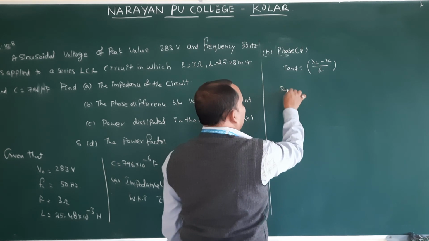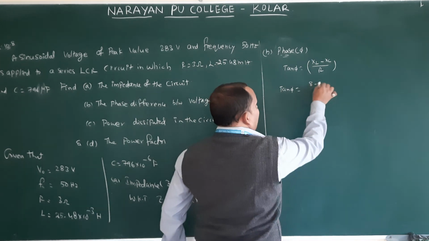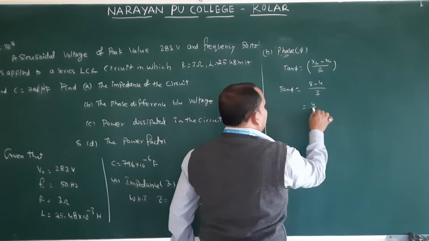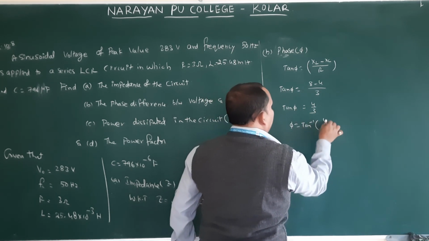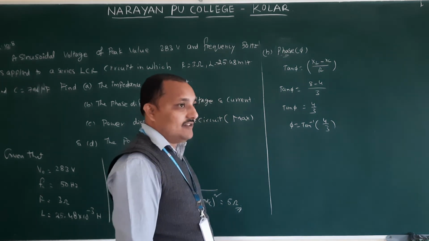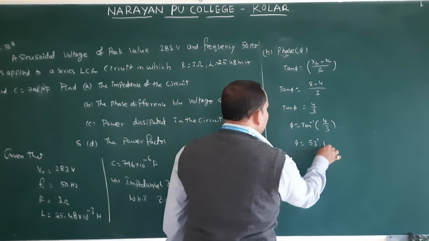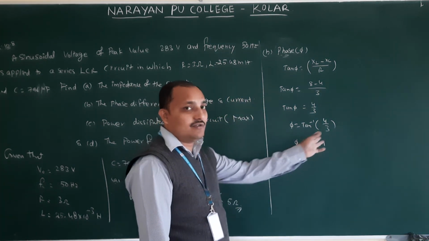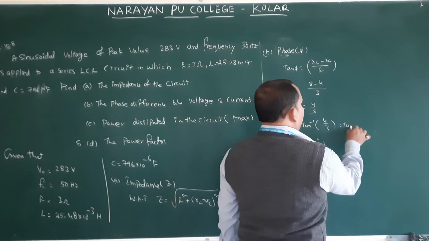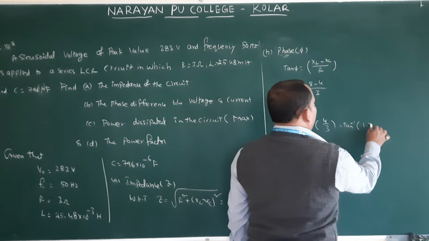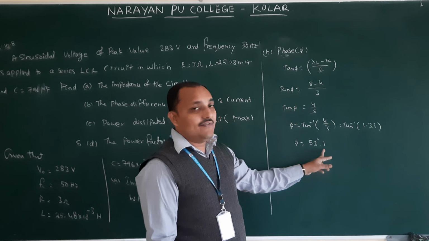Tan phi is equal to, XL value we got is 8. So 8 minus 4 by 3, that is nothing but 4 by 3. Then phi is equal to tan inverse 4 by 3. Tan inverse 4 by 3 means 1 point something. So phi value is almost 53 degrees. You get 53 degrees if you use the tangent of 4 by 3, that is tan inverse 1.33, from the logarithm tables.